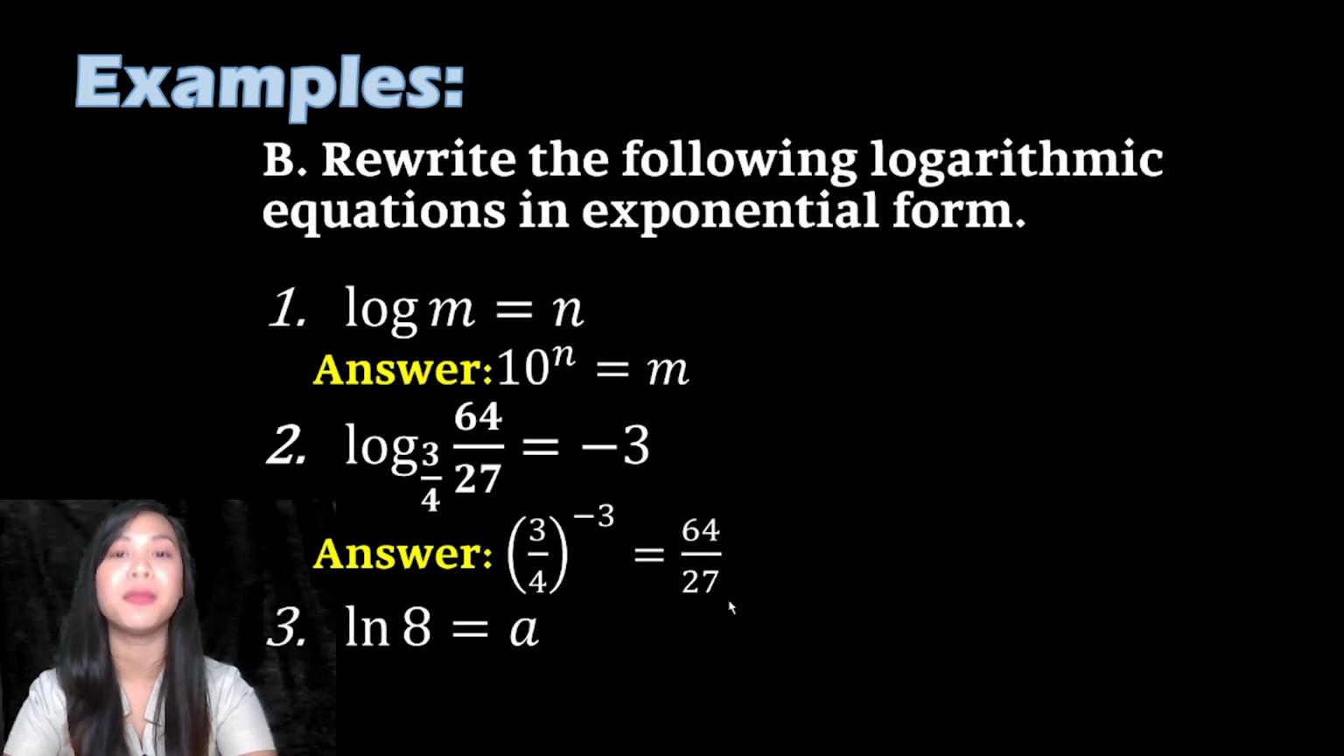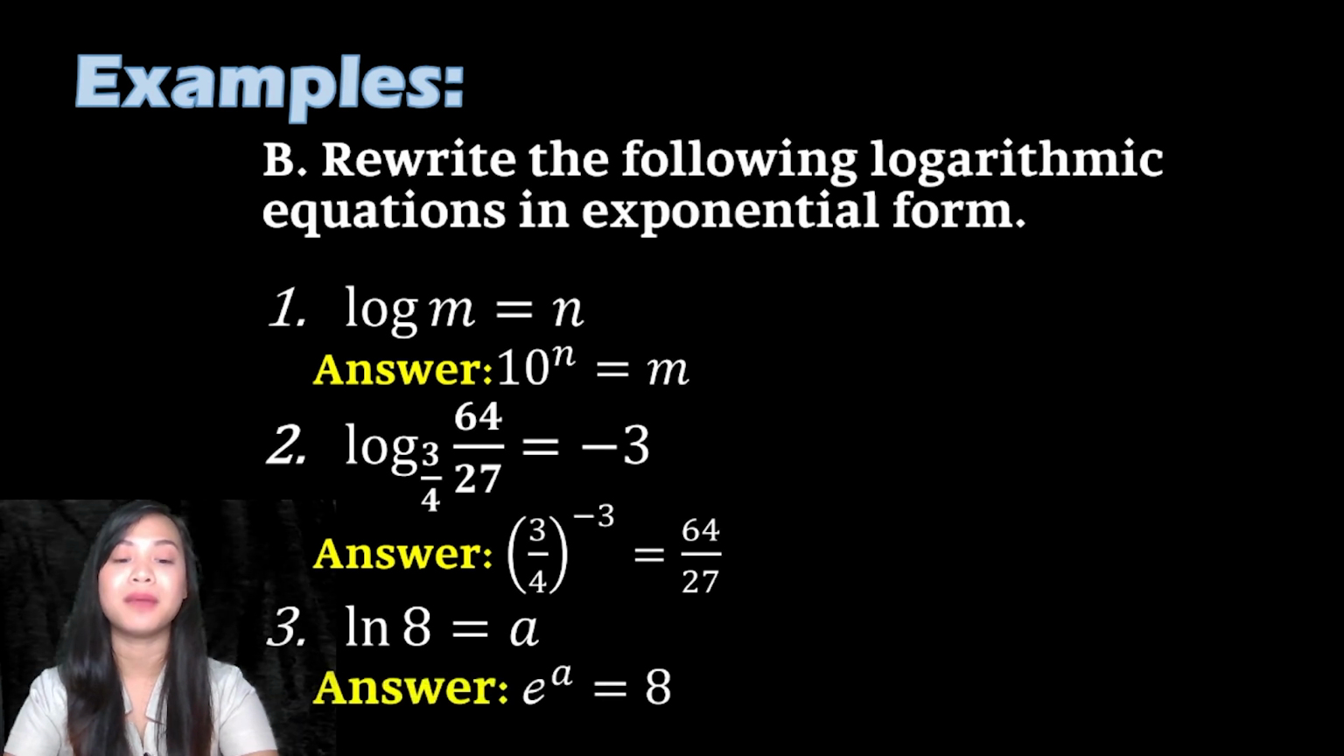And last, we have ln 8 equals a. When we have ln, or the natural logarithm, our base is e. So we have e raised to a, that is our exponent a, equals 8, which is the power.